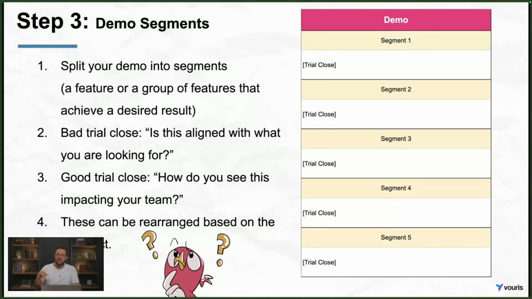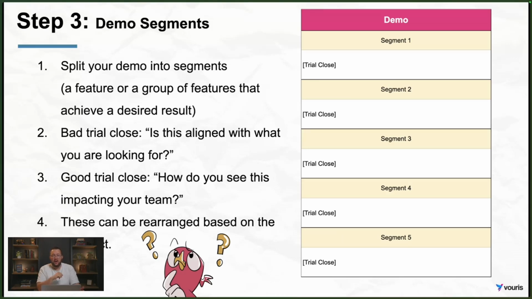So go through and think through, what are all of the components of my offering? If it's a service, what are the components of our service? If it's software, what are the features or groups of features that have a positive outcome for the prospect when they use it? And you build those into a segment and you write a trial close based on that segment.